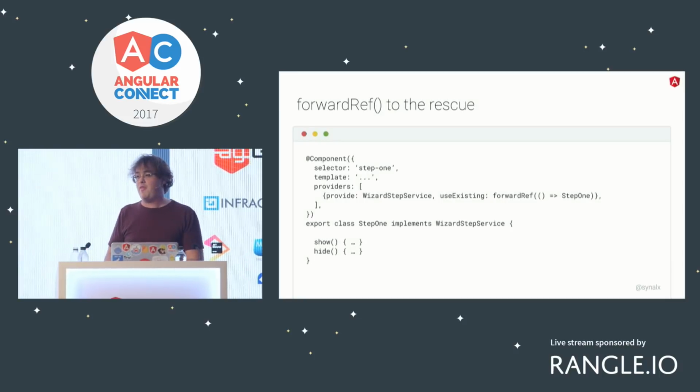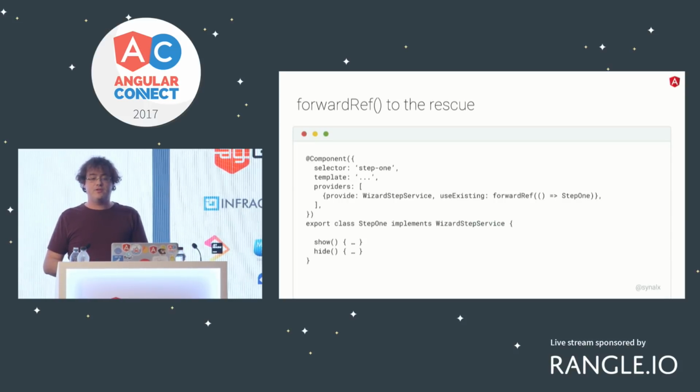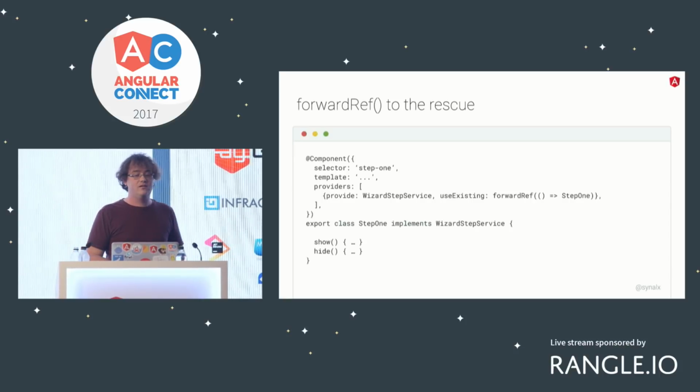And so Angular has a way around this, and it's called forward ref. What forward ref does is capture the early access inside of a closure, and it evaluates that closure after the class has been defined, and that solves the problem. So with that, we have our finished wizard and step API.